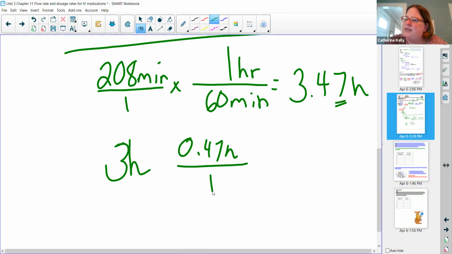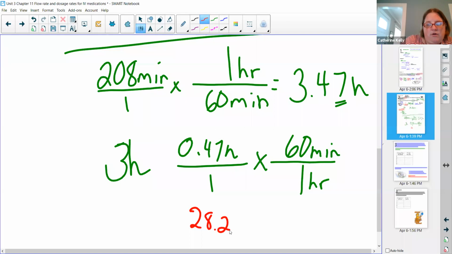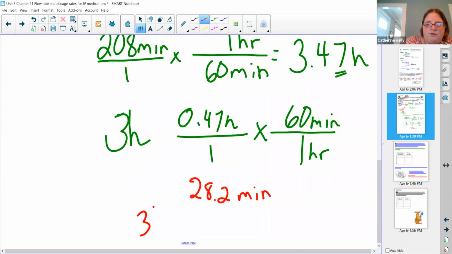That's not 47 minutes, because if it was 0.5, it would have been 30 minutes. So you can't say that 0.47 is a half an hour or 30 or 45. You can't say it's 47 minutes. You have to change just that fraction of an hour into minutes. So I have 60 minutes in an hour. And when I multiply that, I get 0.47 times 60, and I get 28.2 minutes. So you're going to round that to just 28. So it's 3 hours, 28 minutes.